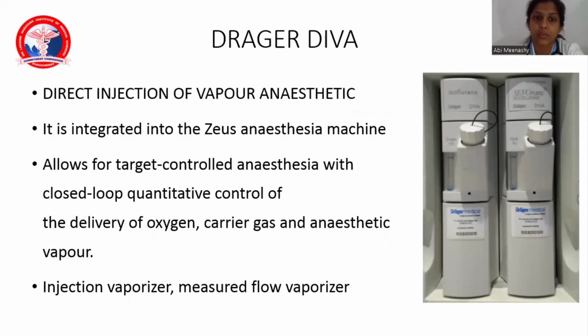Closed loop quantitative control of delivery of oxygen, carrier gas, and anesthetic vapor. You just have to enter the desired amount in the CPU. It is an injection vaporizer, a measured flow vaporizer. So only the calculated amount of vapor will be injected in the path of the fresh gas flow. Fresh gas flow will not come inside the vaporizer.